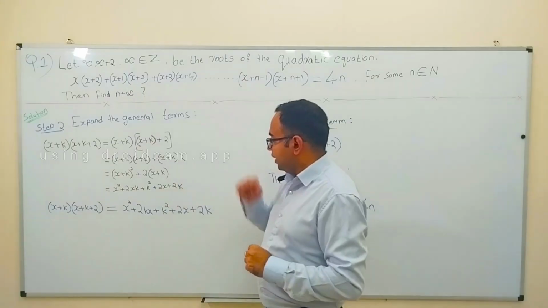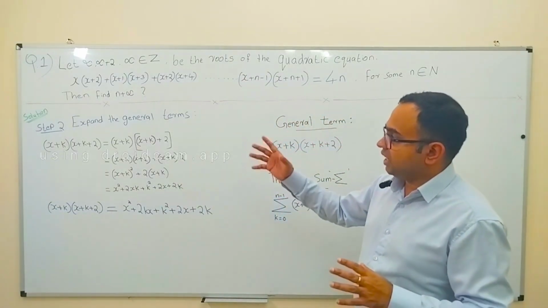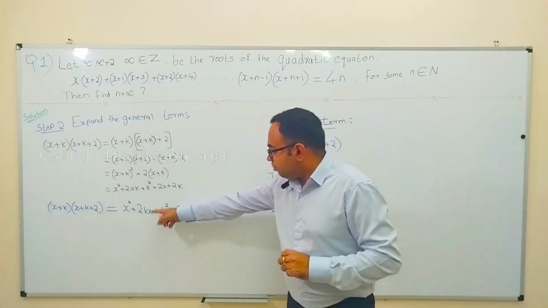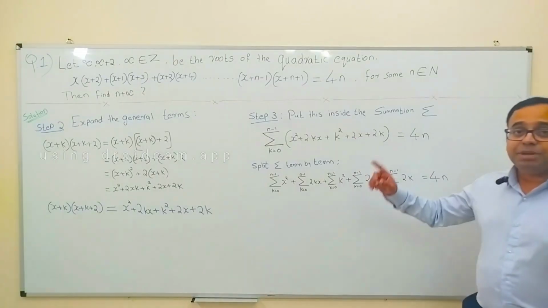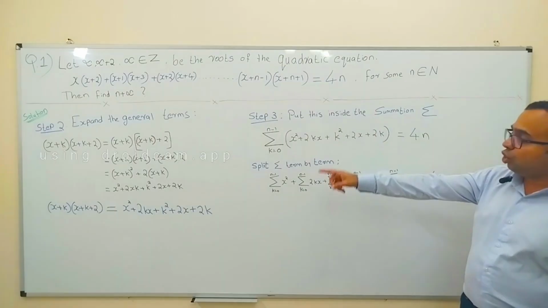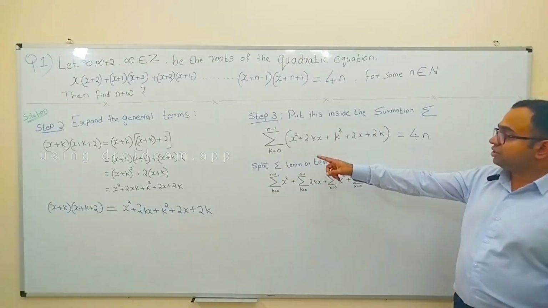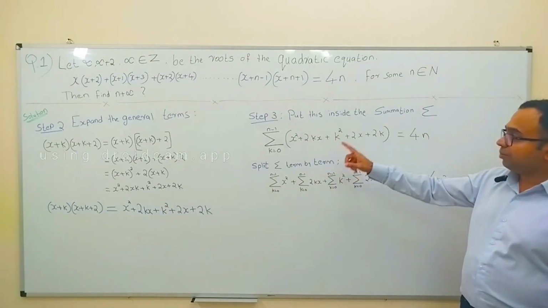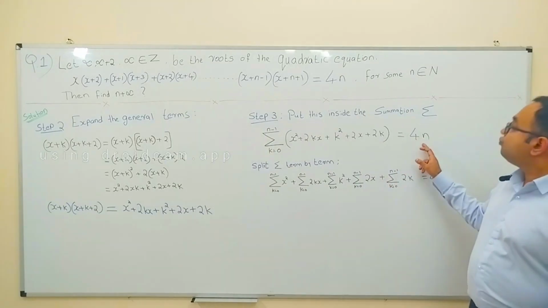So 2x plus 2k. So the final expansion form of (x + k)(x + k + 2) is x² + 2kx + k² + 2x + 2k. Step number 3, put this inside the summation. So we are going to put all the expanded form of this equation into a summation: summation k equals 0 to n minus 1, x² + 2kx + k² + 2x + 2k, all equal to 4n.